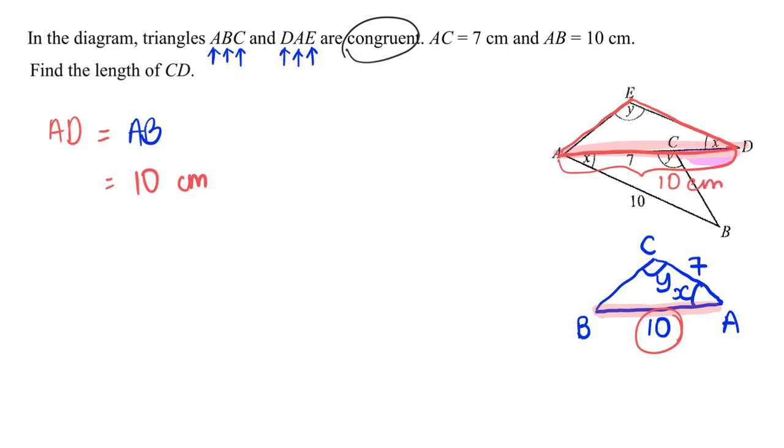So if I know this whole thing is now 10 cm, I will be able to get my CD quickly, because CD is simply equal to 10 minus 7, 3 cm. And we are done with this question. Let's move on to the other part of this question.